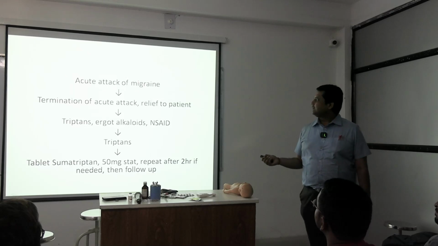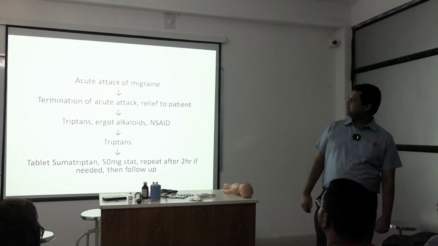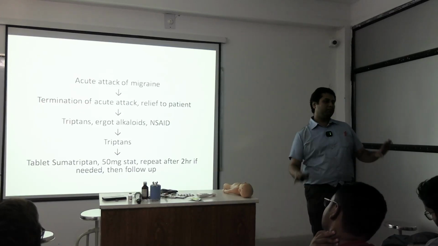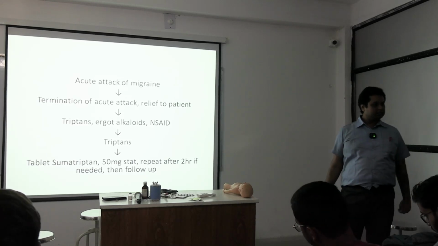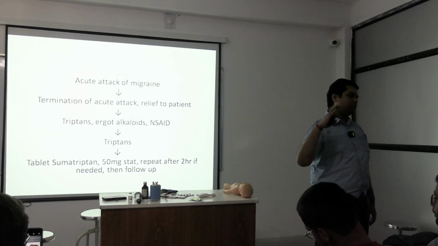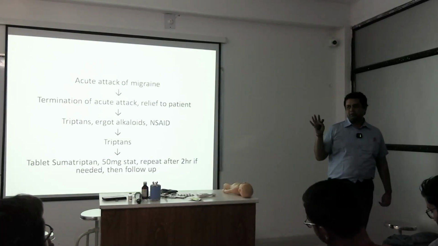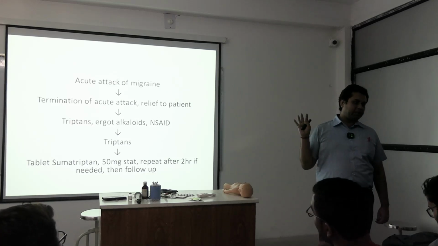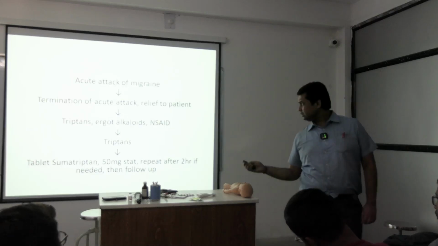So diagnosis is acute attack of migraine. তাহলে অবজেক্টিভ কি হবে? Termination of attack and relief to the patient. That is my objective. This is an acute attack. We are not thinking about the prophylaxis. এখানে in this case our objective is termination of attack and relief to the patient, ঠিক আছে.